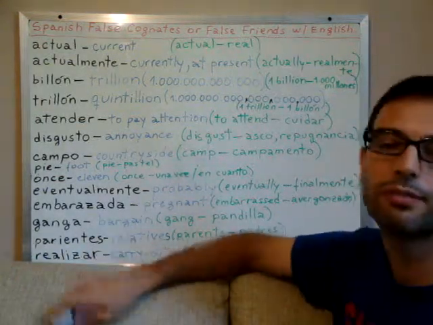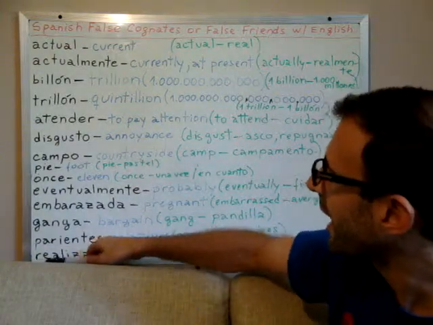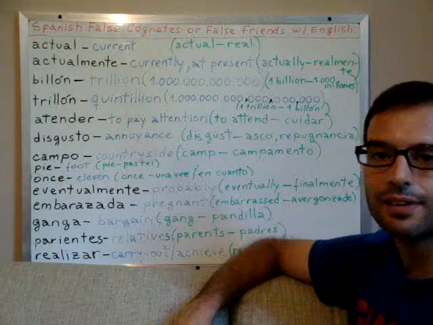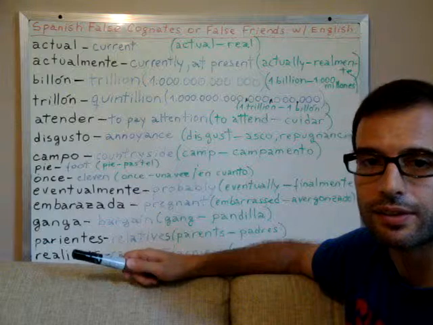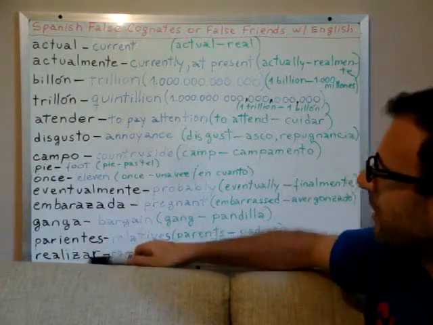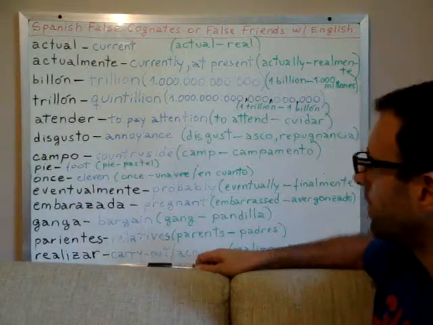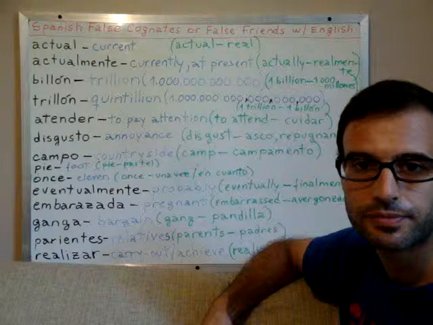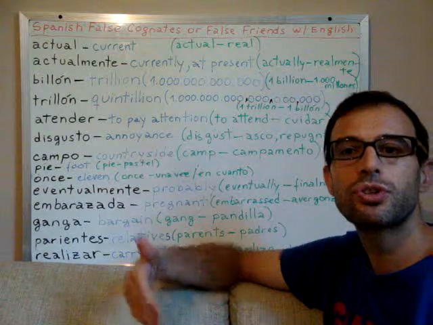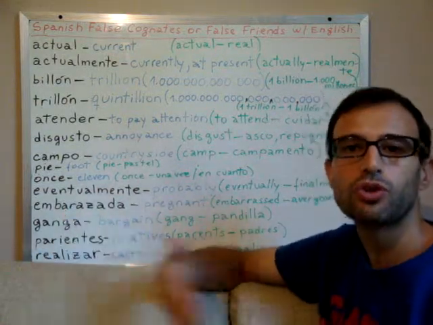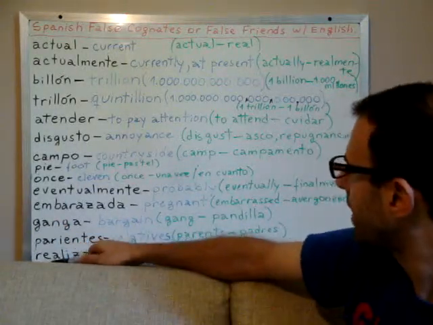And the last false friend word we will see today is realizar. Realizar does not mean realize, okay? Realizar means to carry out something, right? Or to achieve something. So, realizar, we can say I managed to do something. Yo realicé algo, okay? It's a verb, realizar.